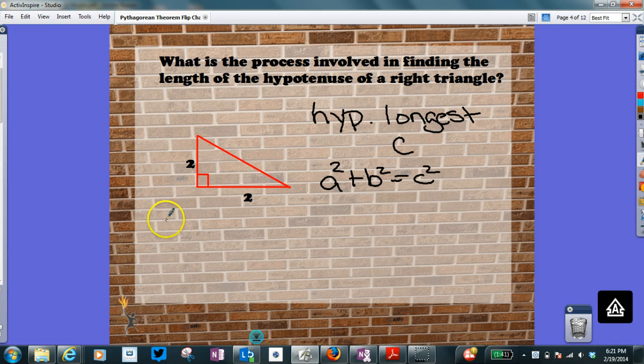A and B. So I can say 2 squared plus 2 squared, A squared plus B squared equals C squared. I'm not given the measurement of the hypotenuse. So now I just go back and remember my order of operations. 2 squared, which is 4, plus 2 squared equals C squared. 4 plus 4, 8 equals C squared. Now, I'm not done here. I do have one other thing that I have to do.